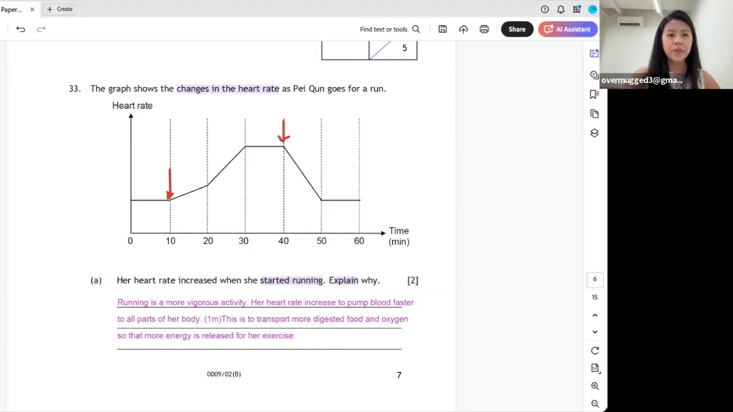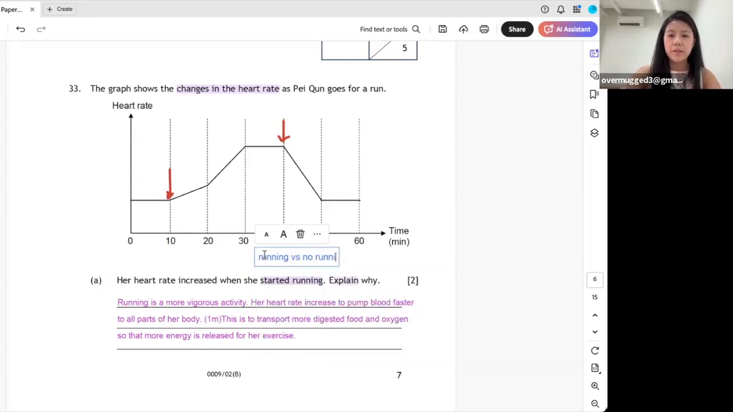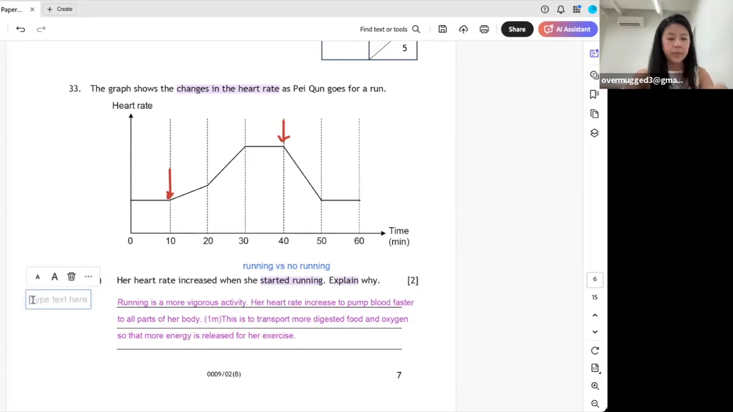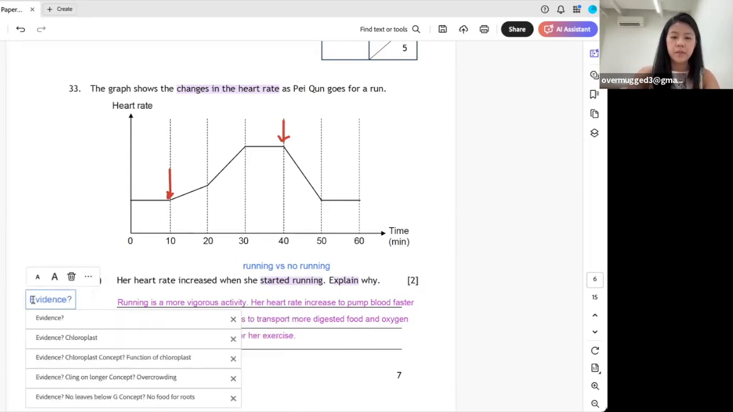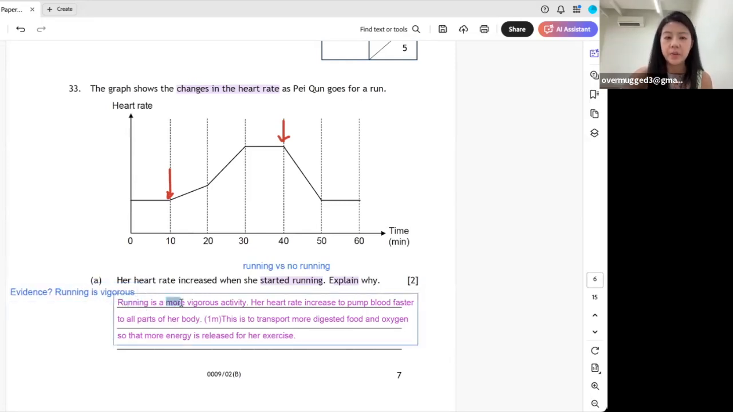So for this explain question, we are comparing two activities, running versus no running. And then you explain with your evidence and your concept, okay? So because we are comparing two different activities, we are going to be using comparatives here. Running is a more vigorous activity compared to when you're not running, okay? Now, what is our evidence here? That running is vigorous. Now, take note that your evidence is not for you to plant into your answer straight away. You still need to add in a little bit more fine details. Example, the word more, okay? Because you're comparing two different activities.